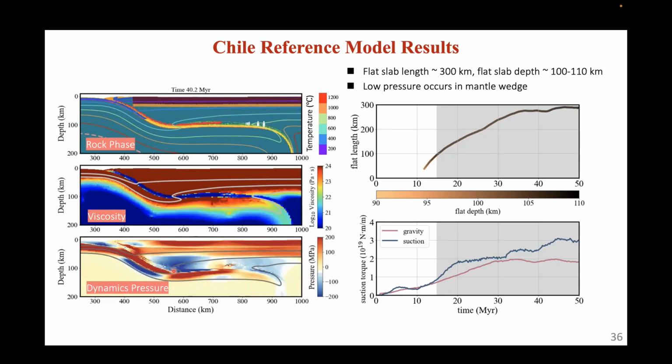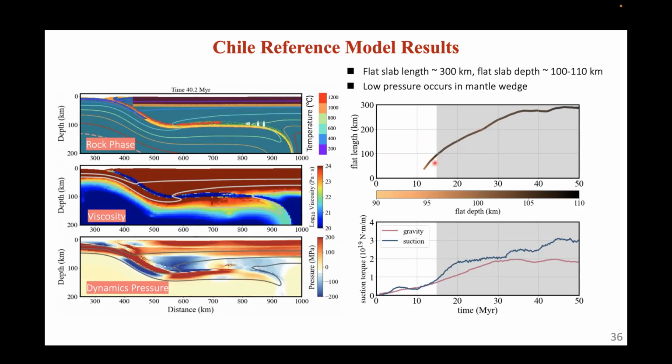And we can calculate the bending torque acting on the slab due to this pressure difference, and also due to its own density. We can calculate that, and the gravity torque is consistently smaller than the pressure difference torque. So this pressure difference torque can overcome the buoyancy force to make the plate angle nearly horizontal.